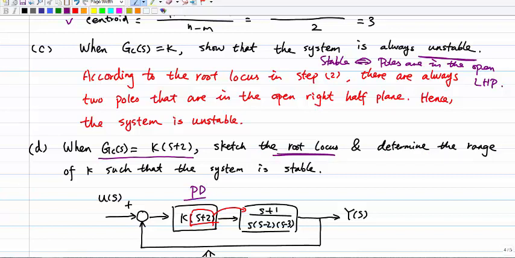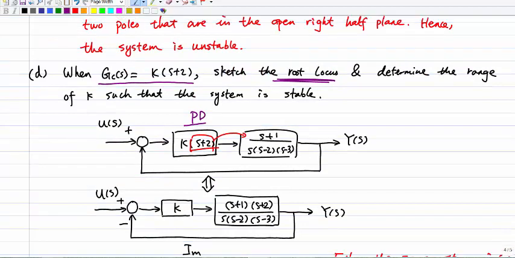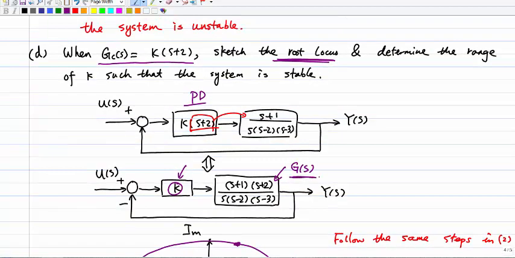So first of all, we draw the root locus. To draw the root locus, we need to write it in the standard form. The standard form says I must write this as a unit negative feedback, and only K appears here, and all other parts should appear in my new G(s). So basically I want to absorb this s plus 2 into the original G(s), which is (s plus 2) times 1 divided by s times (s minus 2) times (s minus 3). So eventually I have a new G(s) given by this, and only K is left over here.